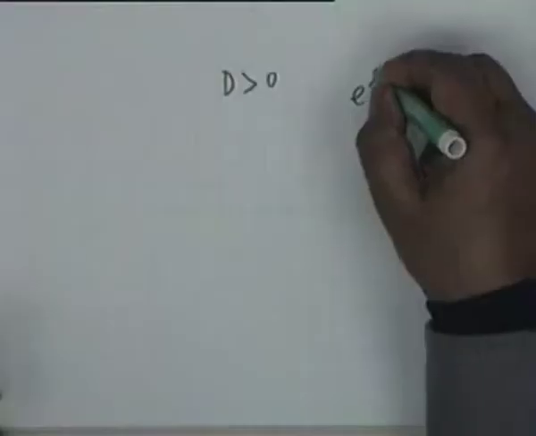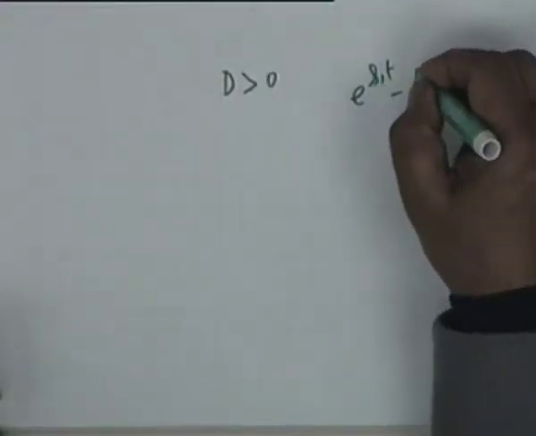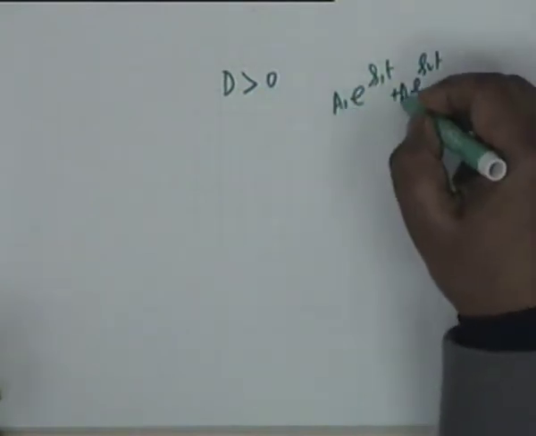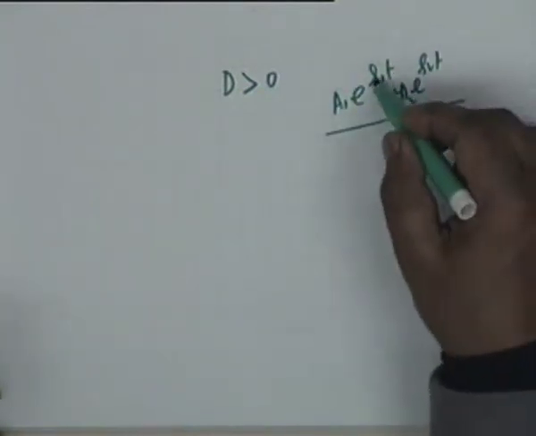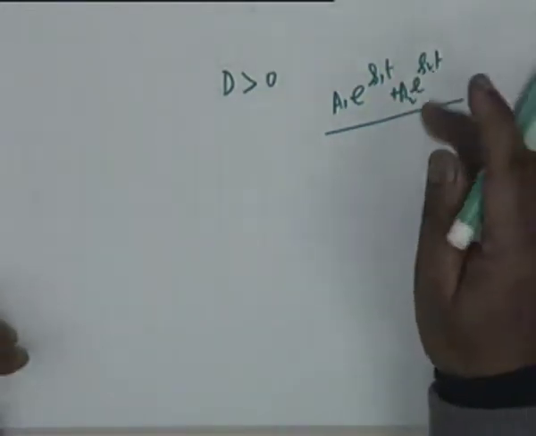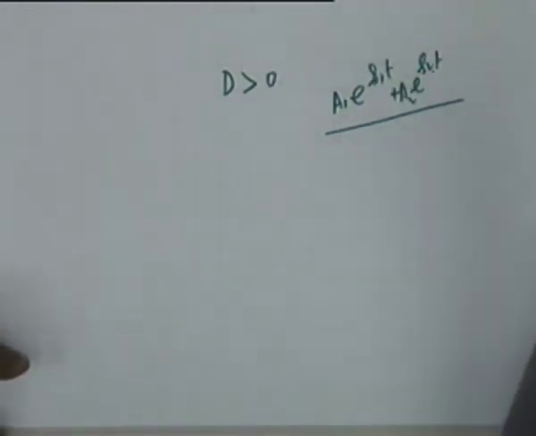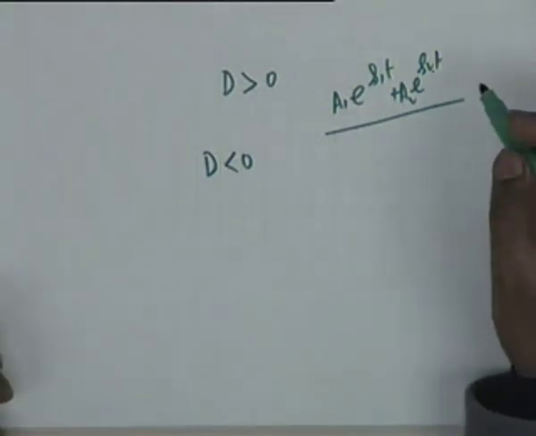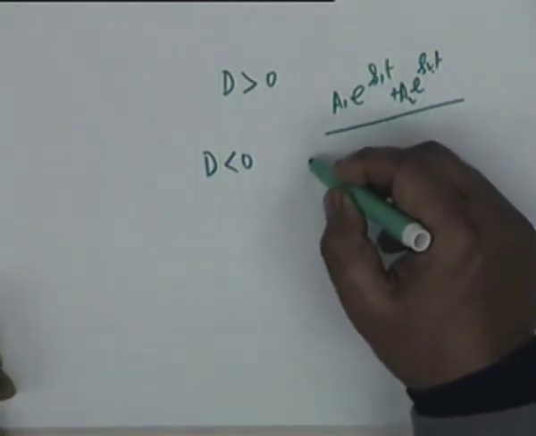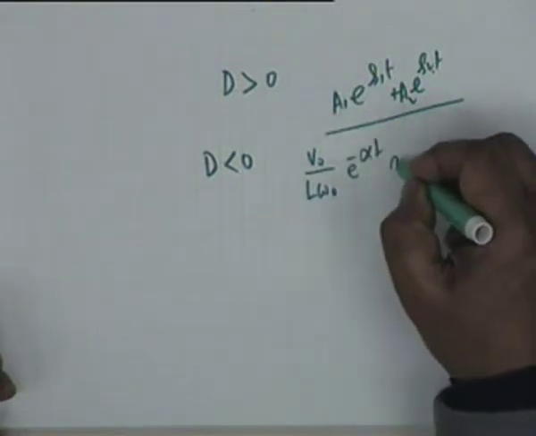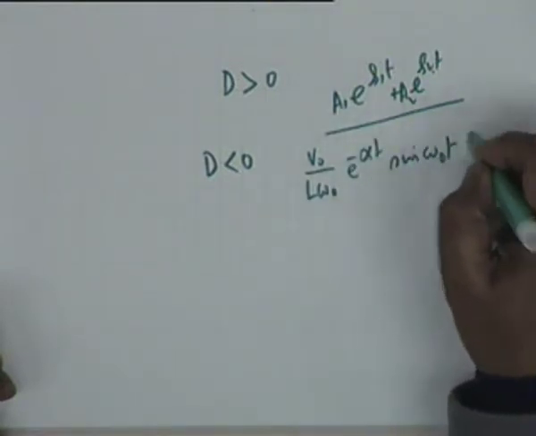All right, a1 e to the s1t plus a2 e to the s2t. This is the solution, where s1 and s2 are both negative, there are no oscillations. So, the current starts from 0, attains a maximum and then goes to 0. On the other hand, if D is less than 0, then we have oscillations. We have V0 by L omega 0 e to the minus alpha t sine of omega 0 t, all right.